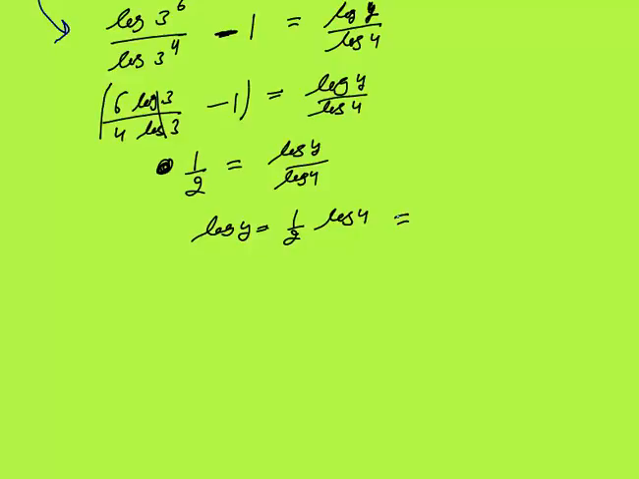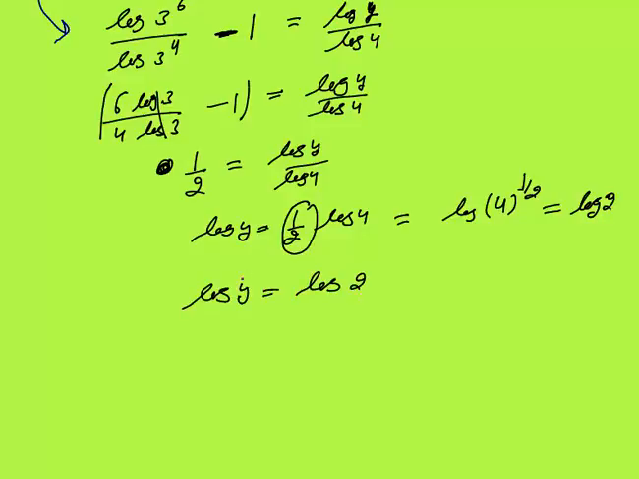Now this half goes forward, and this will become the power. This becomes log 4 power half. 4 power half means square root of 4, which will become 2. Now log of y is equal to log of 2. No base is given, so you can assume that the base is 10.